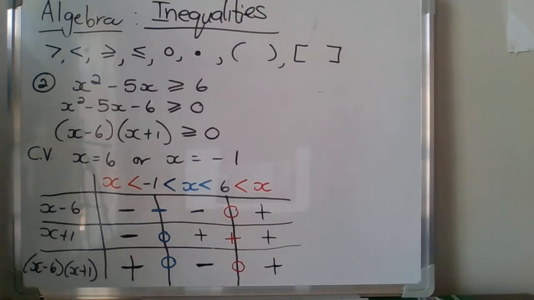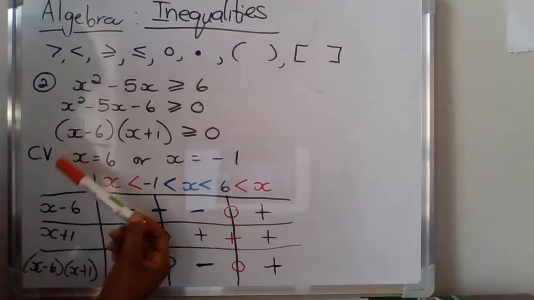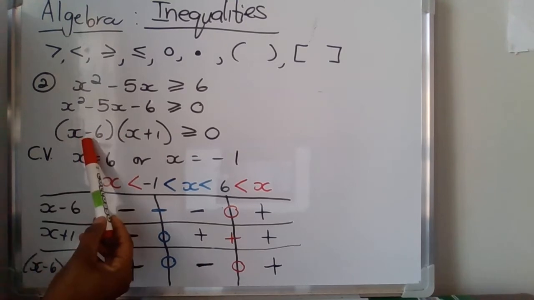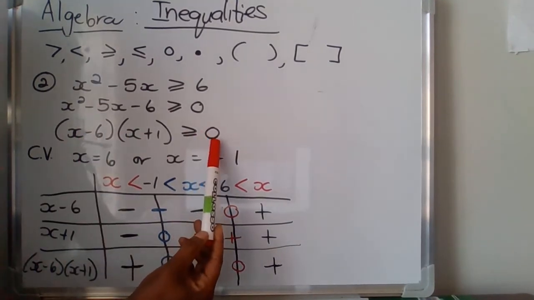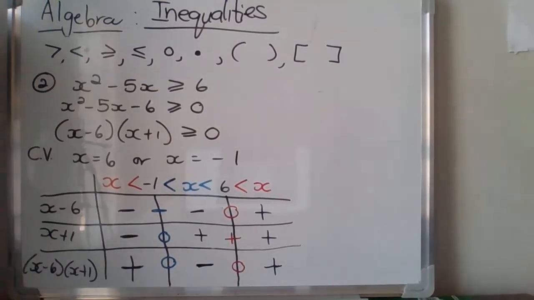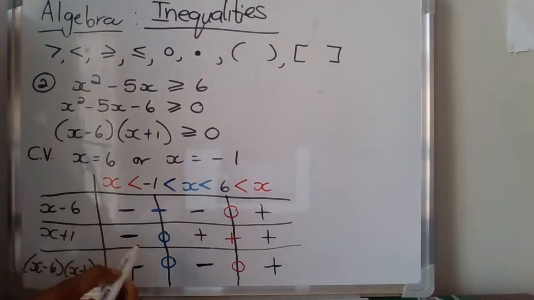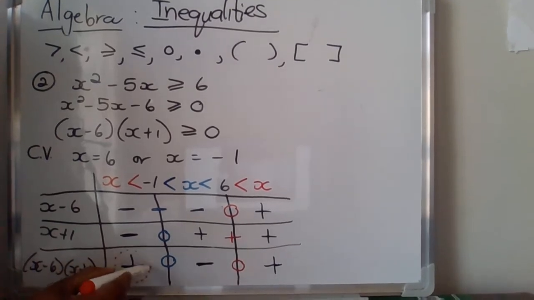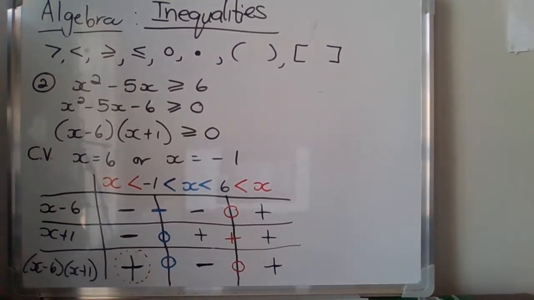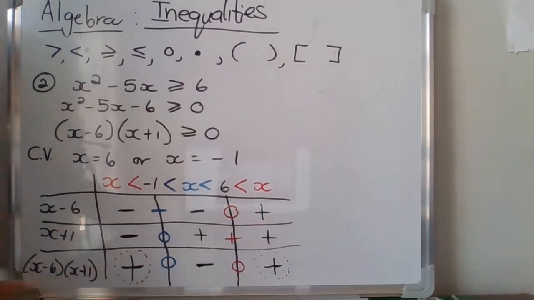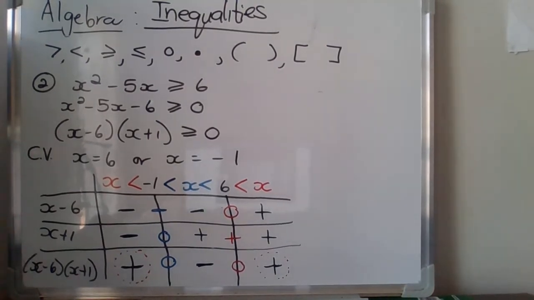So now, what is going to be my answer? Here we are asking which values of x, if I put them in and multiply these two, give me either 0 or a positive number. So where do I get a positive number? I get a positive number here when x is less than -1. I get a positive number here when x is greater than 6. But also, where do I get it equal to 0?